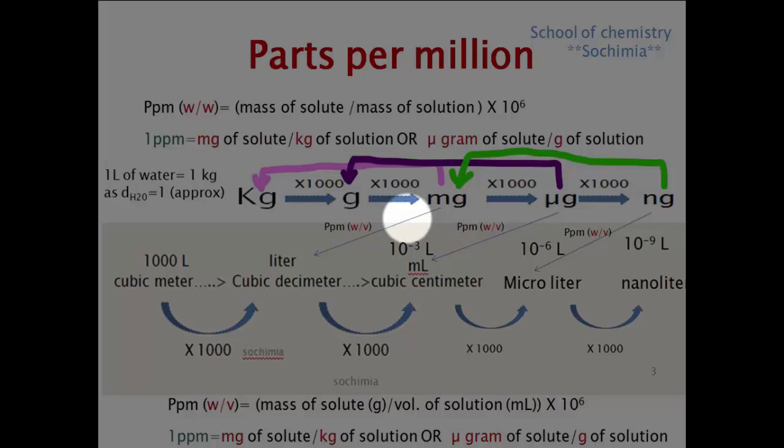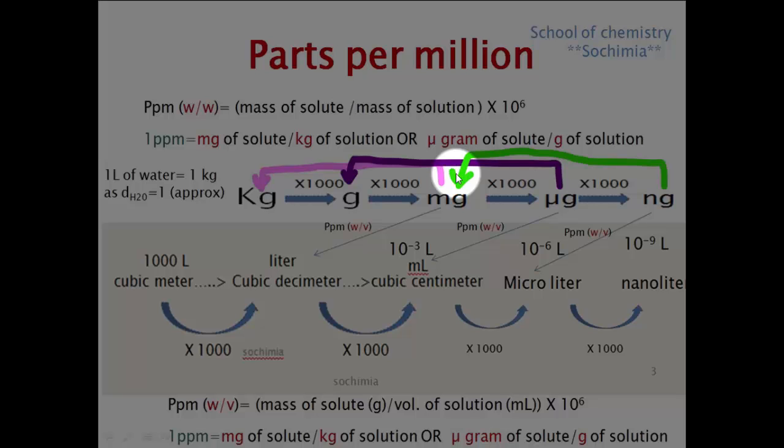Say for example, if we have 100 microgram of solute in 1 gram of solution, then that will be referred to as 100 ppm weight by weight. So this is how these concentrations are related to each other.